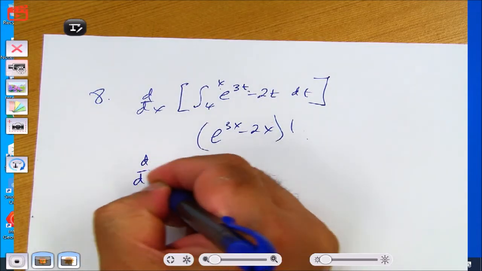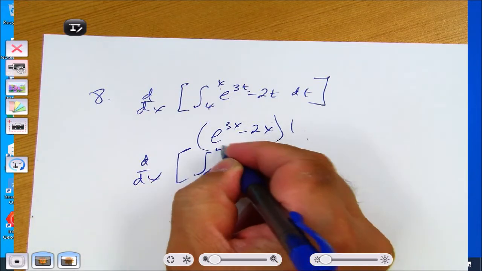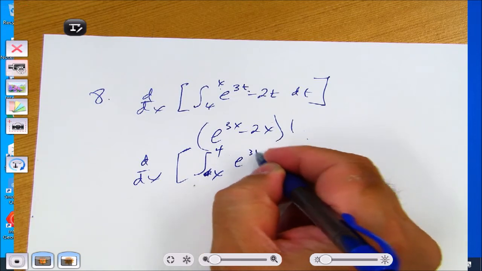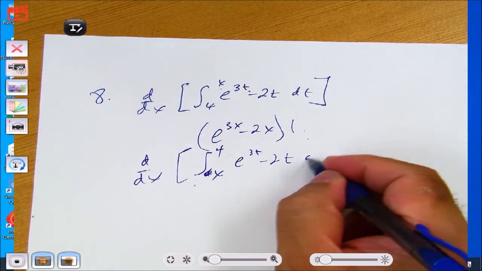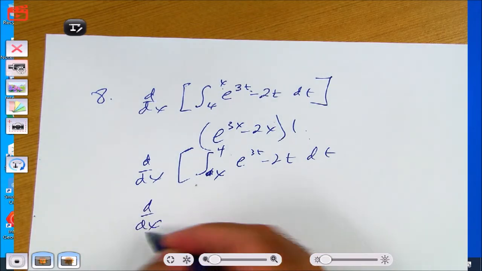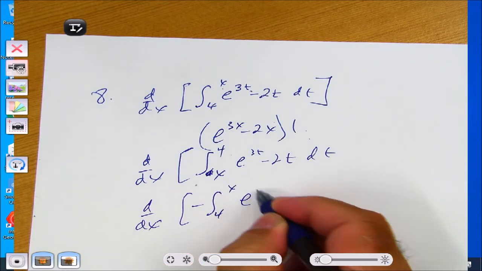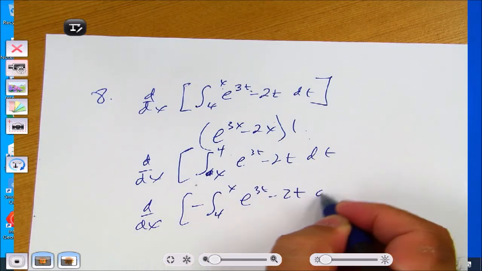They could give us a problem like this, with 4 up there and x down there. Then you have to swap it. Now it's a different problem. What do we do? It just makes it negative, because you have to have the variable up top. You have to have the x at the top, like on the next one.